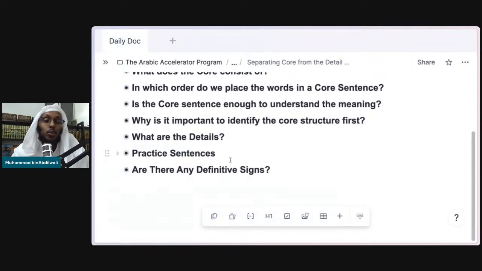How do I know where to place the "is"? How do I know where the barrier is between the subject and the predicate? Are there definitive signs for that? The answer is yes, kind of there are. But we'll share that inshallah after we're done practicing.